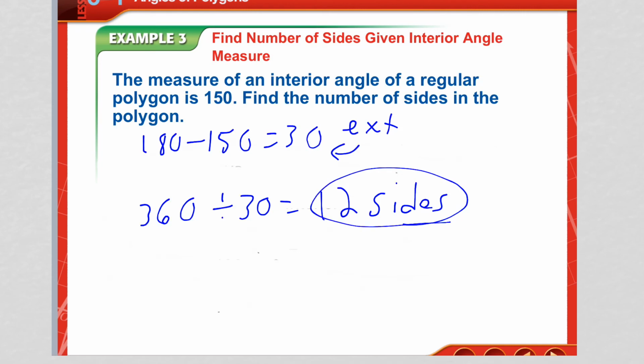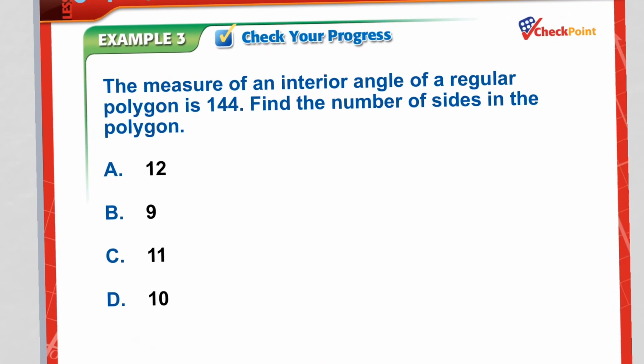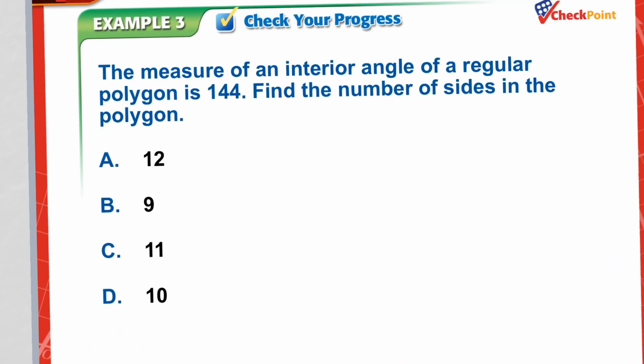Do you want to have another example? Let's try that again. If you want to try it on your own, just pause. If not, here we go. The measure of an interior angle of a regular polygon is 144. Again, it's asking for the number of sides.